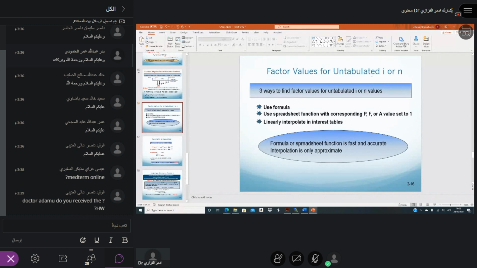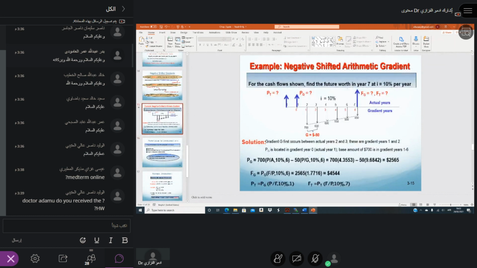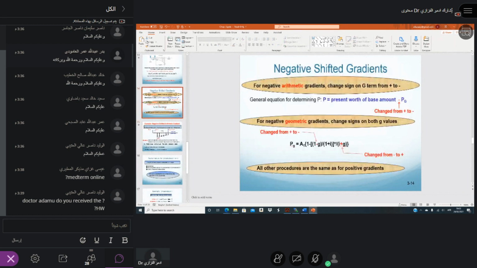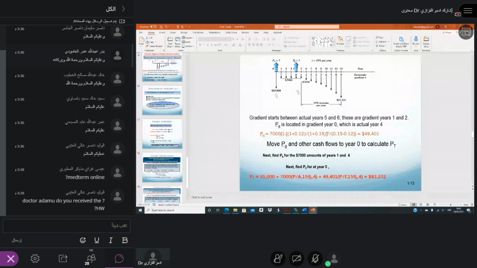But sometimes you will be given an interest rate that is not a whole number. So they will give you an interest rate of 8.3%. If you look at this, it's 10%. This is a whole number. It doesn't have any decimal point. The same thing here is 15%. But sometimes you'll be given 15.2%, and there is no 15.2% in the book.